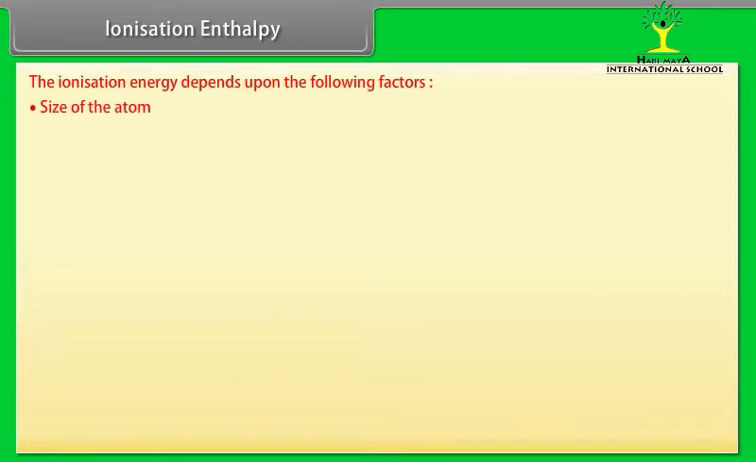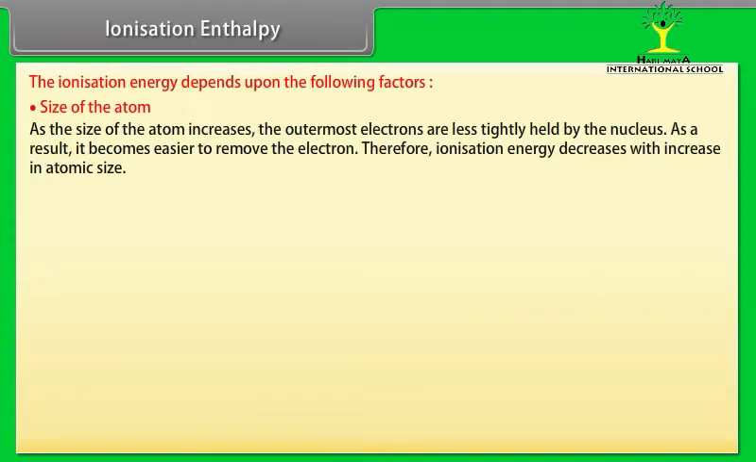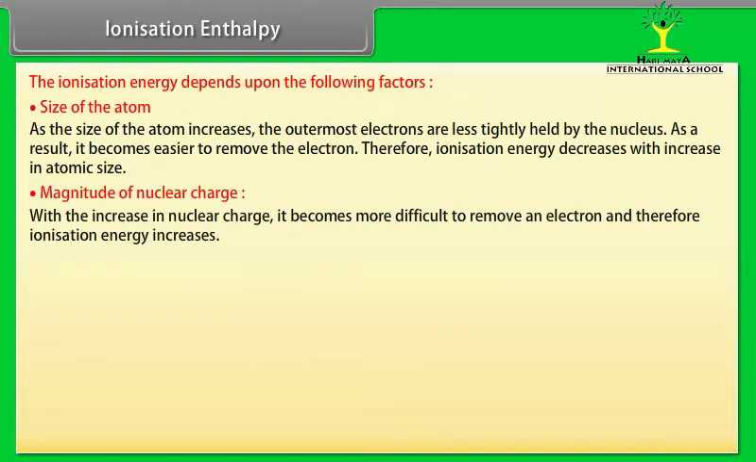Size of the atom. As the size of the atom increases, the outermost electrons are less tightly held by the nucleus. As a result, it becomes easier to remove an electron. Therefore, ionization energy decreases with increase in atomic size. Magnitude of nuclear charge. With the increase in nuclear charge, it becomes more difficult to remove an electron, and therefore ionization energy increases.